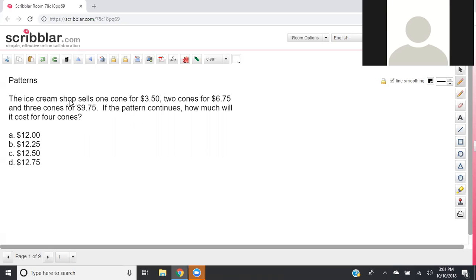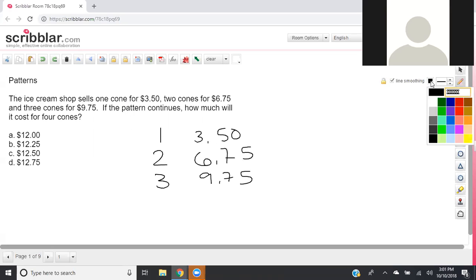So this one says the ice cream shop sells one cone for $3.50, two cones for $6.75, and three cones for $9.75. If the pattern continues, how much will it cost for 4 cones? It looks like they're adding $3.25 each time. Okay, well, let's check. If we did $3.50 plus $3.25, we think it's $3.25 each time.